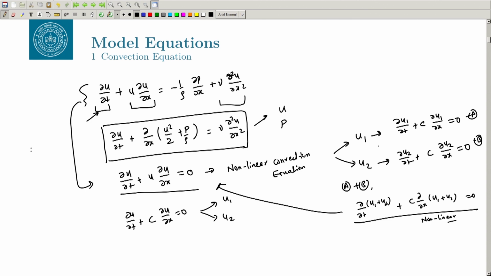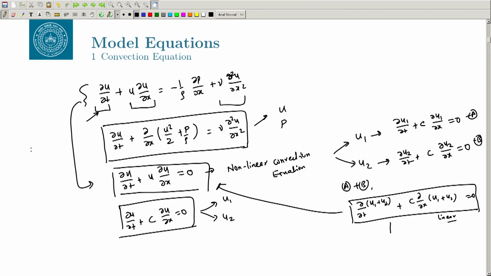So, when u 1 satisfies this equation and u 2 also satisfies this equation, and the linear combination of both the solutions also satisfies this equation, then this becomes a linear equation, right. So, before even looking into the non-linear equation, we will look into this linear convection equation. So, this is a linear convection equation. We have also seen earlier that it represents a wave equation.